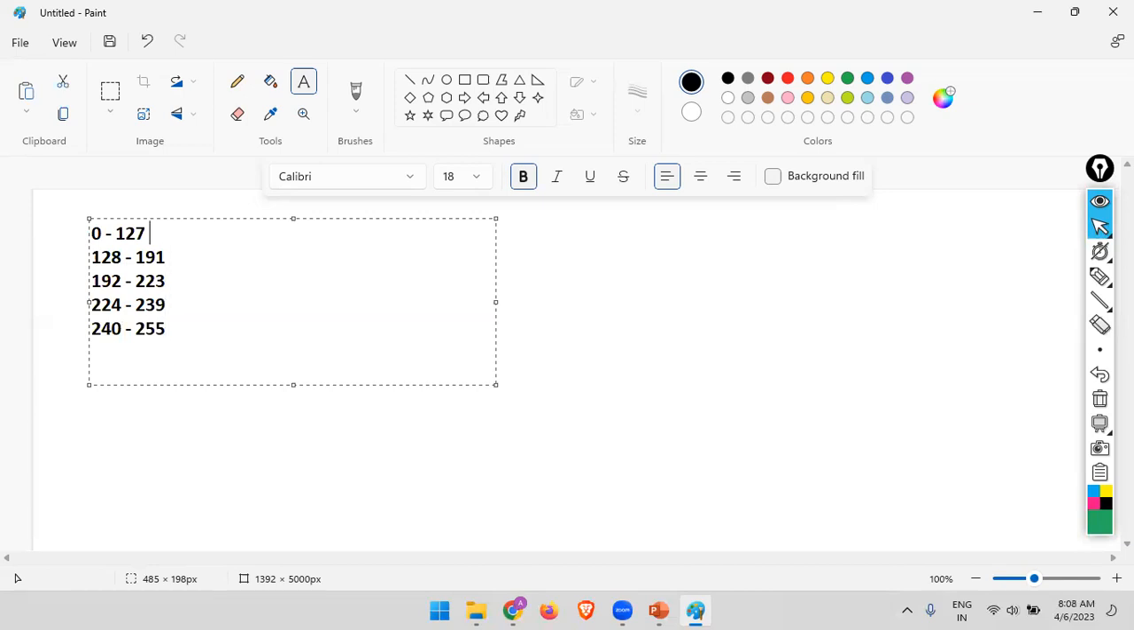Now the class A range, sometimes it is written as 1 to 126. Somewhere you'll see it as 1 to 126. Why? Because the first network, that is 0.0.0.0, we do not use this. This is not used anywhere. And the second thing, 127.0.0.0, this is reserved for loopback. Okay. This is reserved for loopback.